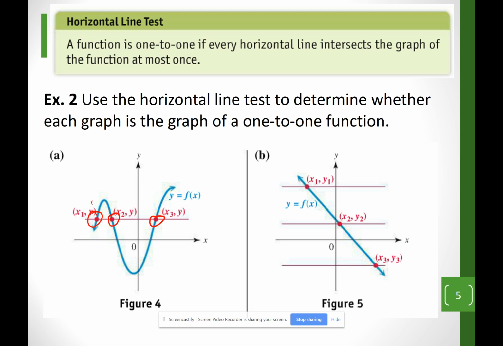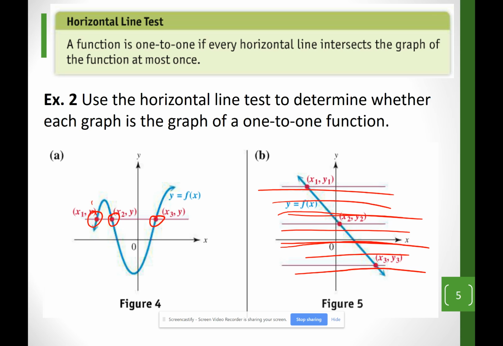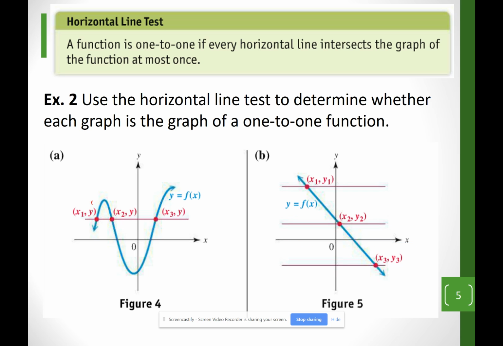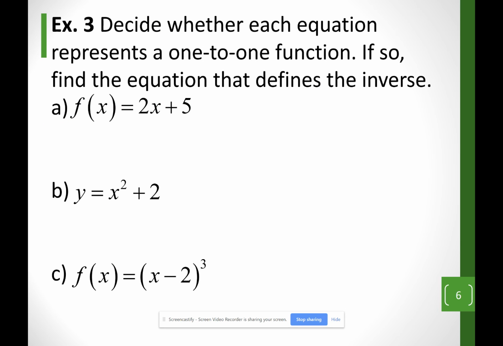On my example B, I can do multiple horizontal lines, and I cross each of my functions only once. So that one is a one-to-one. If you can do a horizontal line test and you cross the figure only once, and it is a function to begin with, then it's a one-to-one function. If you're able to draw a horizontal line that crosses the figure more than once, it is not one-to-one. So let's take a look at this.